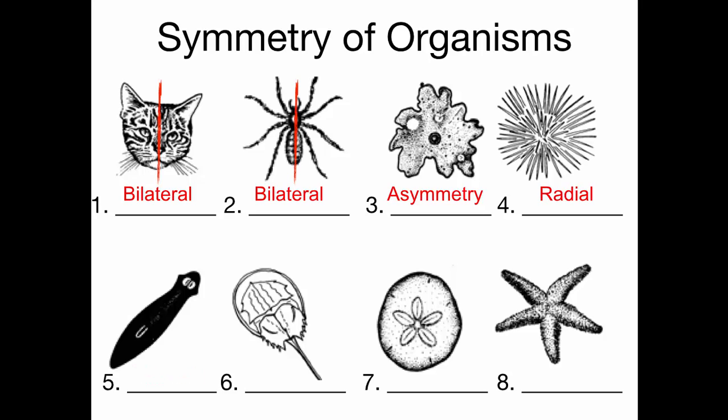This is something we're going to look at in class. It's a flatworm. It's called planaria. It has bilateral symmetry. How about this horseshoe crab? What's this? What is that? It's a sand dollar.